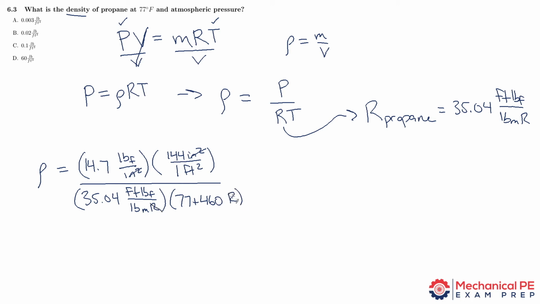So Rankine will cancel, pound force will cancel, and this feet will come up into the denominator of the numerator, if you will, and become feet cubed. And then this pound mass will come up into the numerator, and we're going to end up with units of pound mass per cubic foot, which is exactly what we want for density. And the magnitude of that value is 0.11 pound mass per cubic foot. Best answer choice is C.